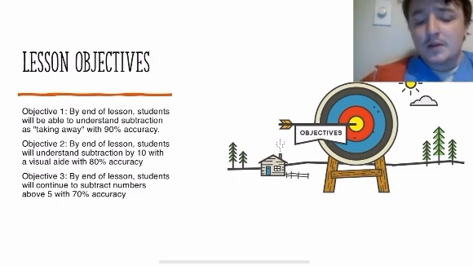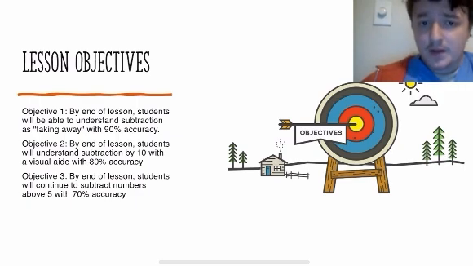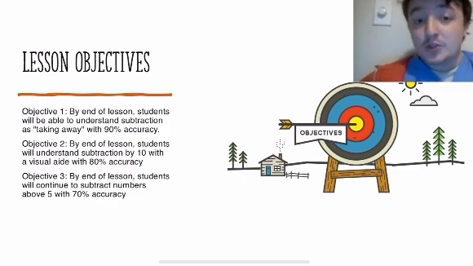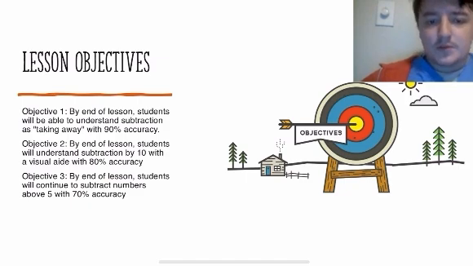The reason objective 3 has a 70% accuracy is that kindergarten students who are just learning their numbers typically have a harder time with numbers above 5. So if you're teaching a class about addition or subtraction and students are struggling with those numbers above 5, you'll want to go back down to numbers below 5.